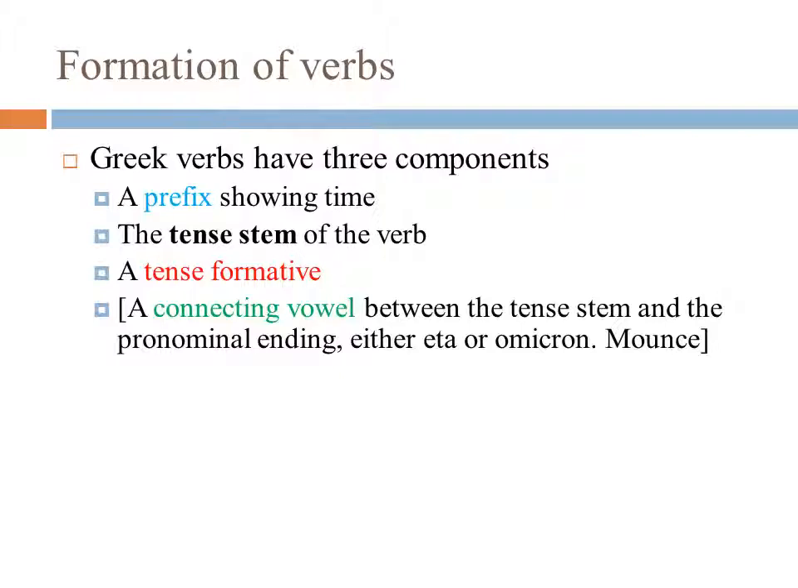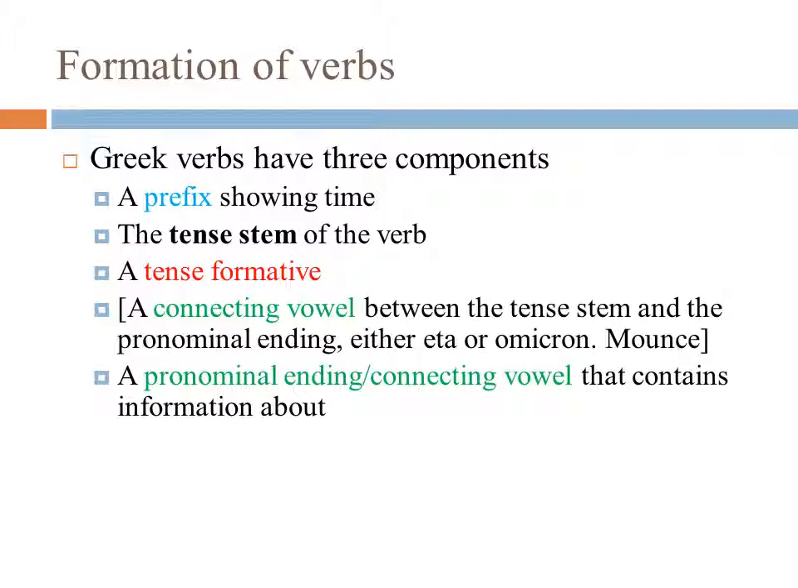Now, Mounce uses this within his writing, but I'm not going to be using the connecting vowel. There's another way I'm going to be putting it. I'm going to add it to the pronominal ending. And the pronominal ending contains information about the person. It tells us first, second, or third. As I said, this is the pronoun. And it also tells us whether it's singular or plural. There are lots of other things it's going to tell us. But these two things about the pronoun, it's always going to tell us.